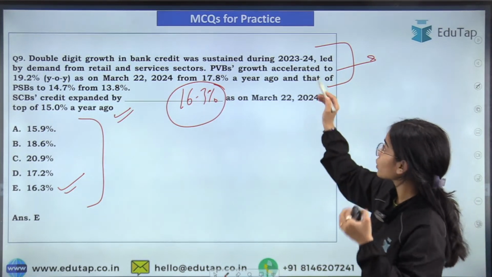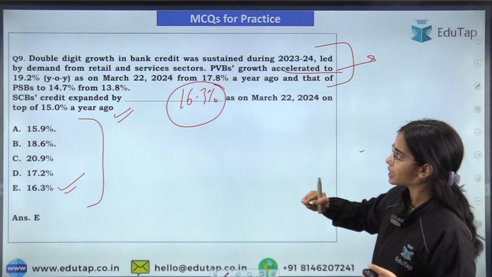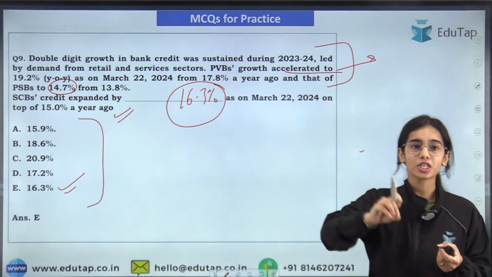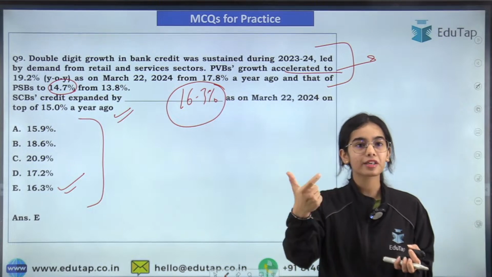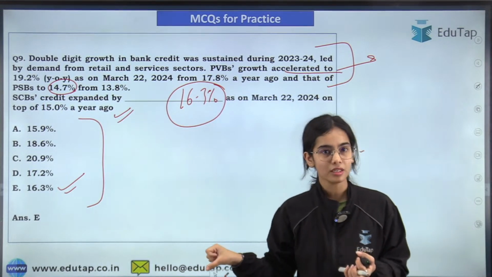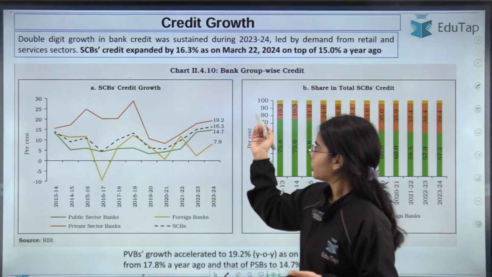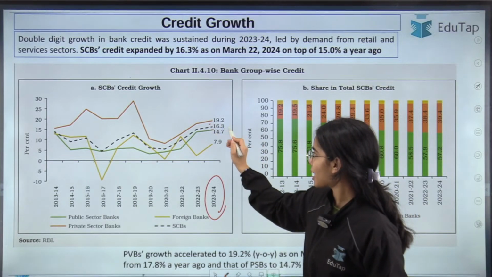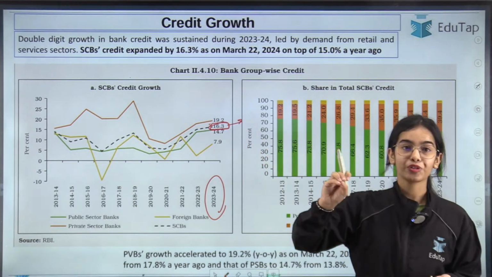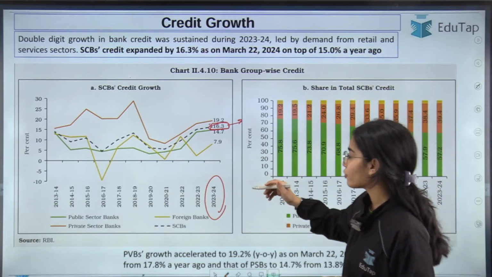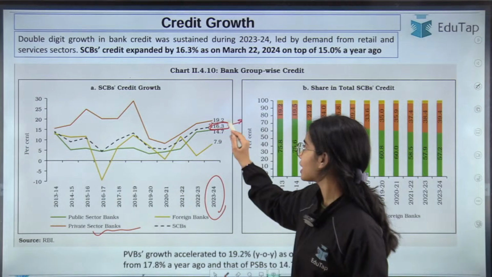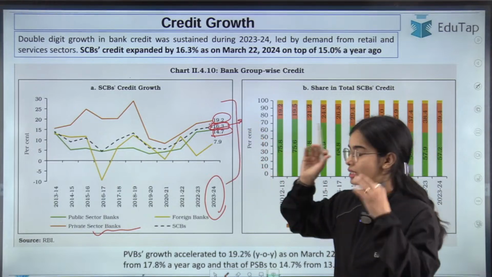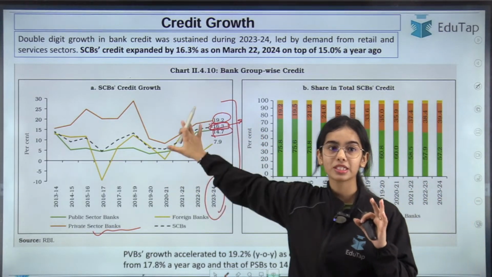So the private sector banks' growth has accelerated to 19.2%. And that of PSBs has increased to 14.7%. Just remember that the private sector banks' credit growth is higher as compared to the public sector banks. Okay, so here you can see that for 2023-24, for the scheduled commercial banks, the credit growth is 16.3%. The private sector banks have the higher growth, the public sector banks have the lower growth. Try to picture this diagram in your head. Try to keep this diagram in your head.